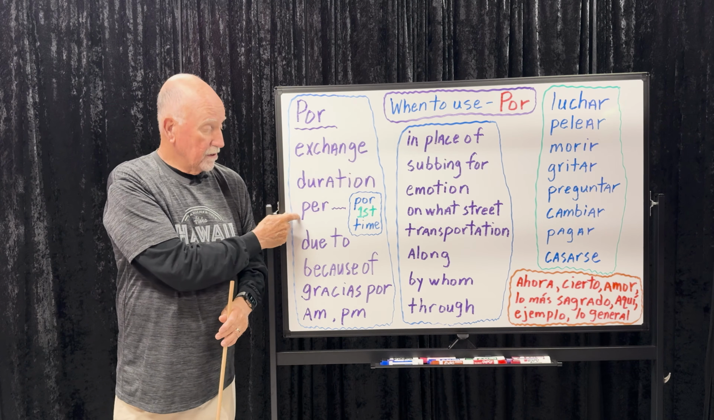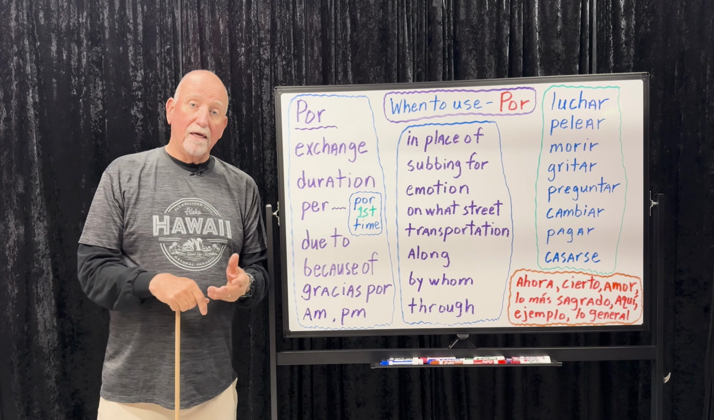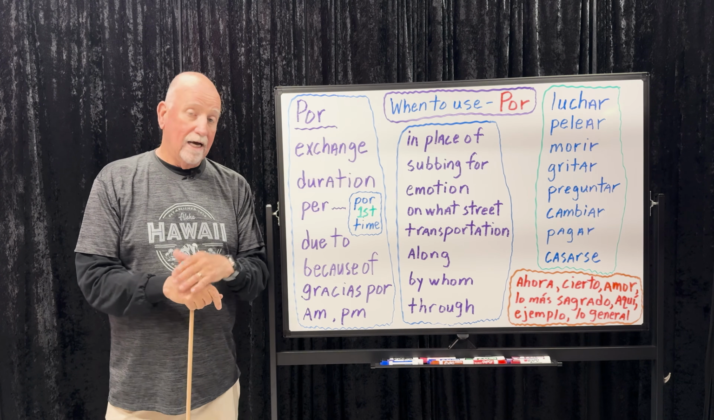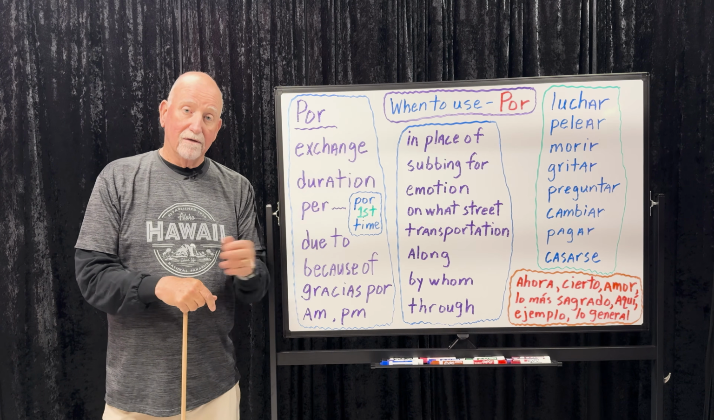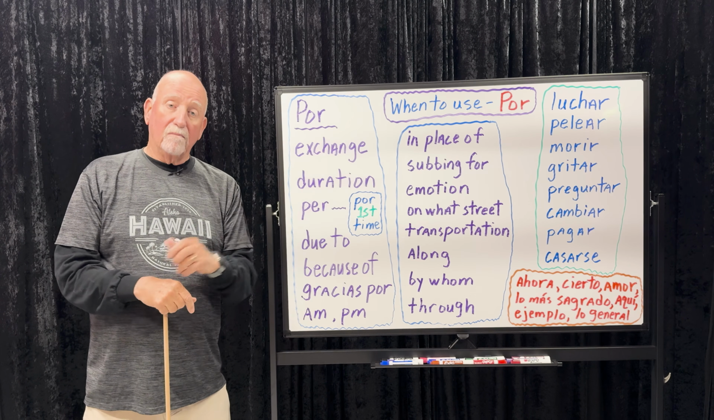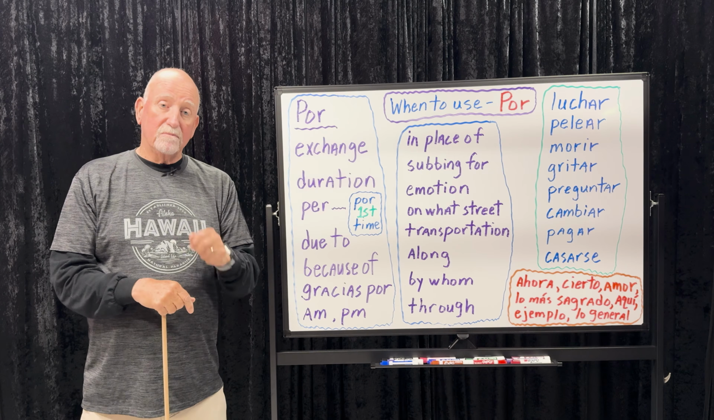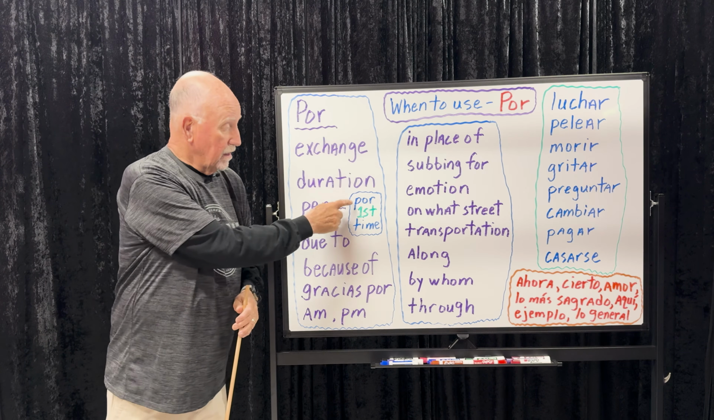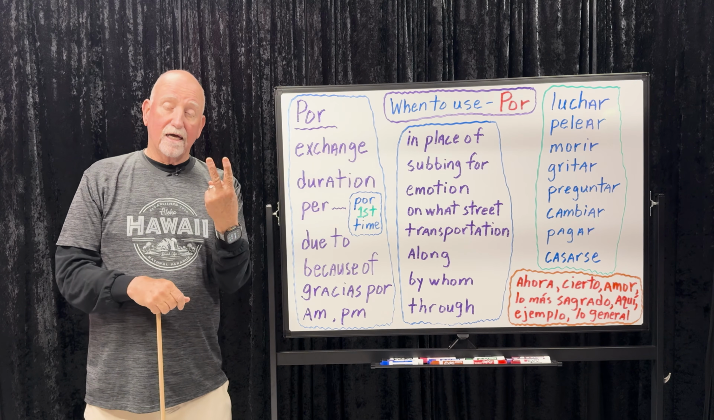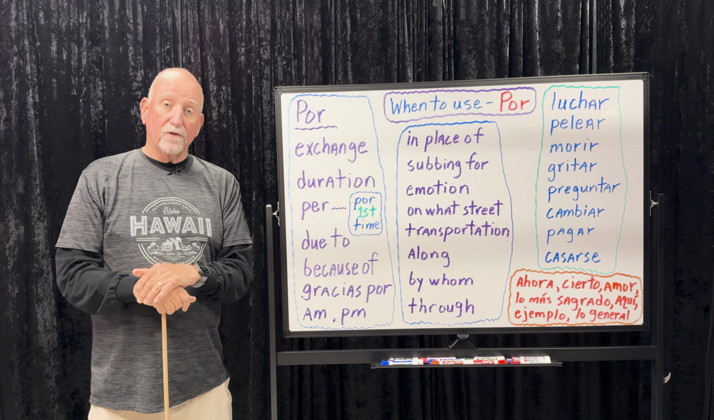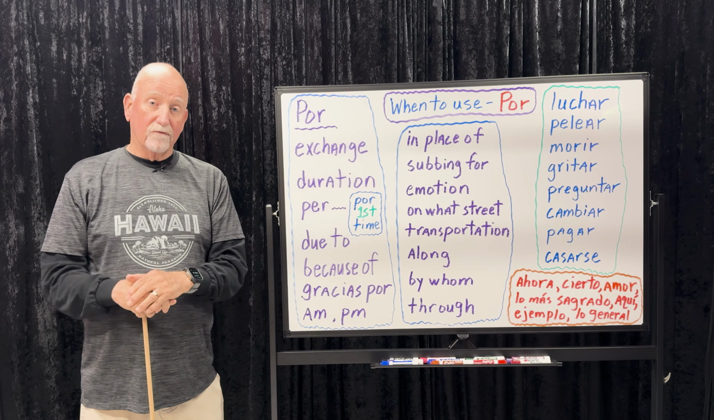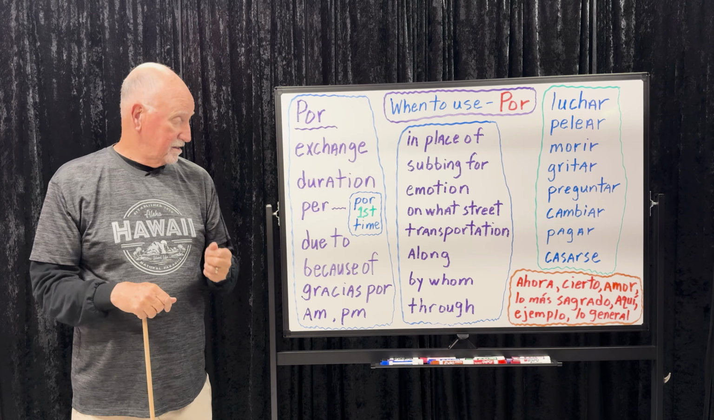Duration. Per day. They pay me $80 per day. Me pagan $80 al día or por día. Por noche, per night. Millas por hora, miles per hour. For the first time, por primera vez. For the second time, por segunda vez. For the third time, por tercera vez.